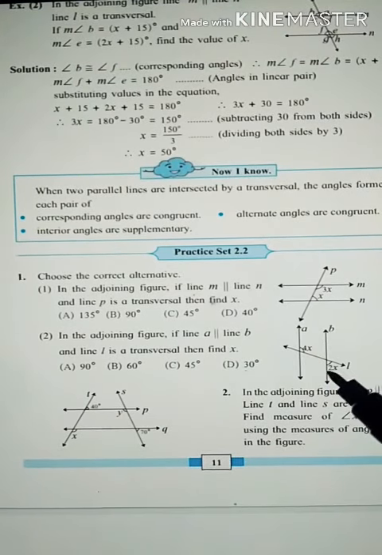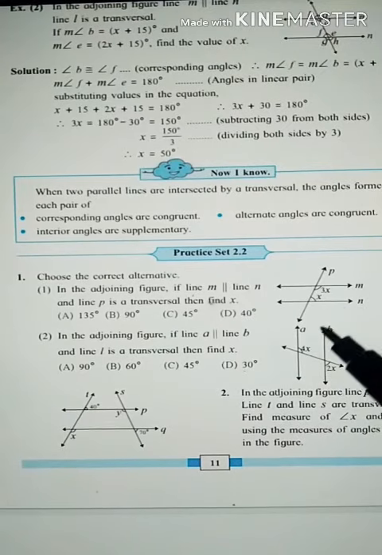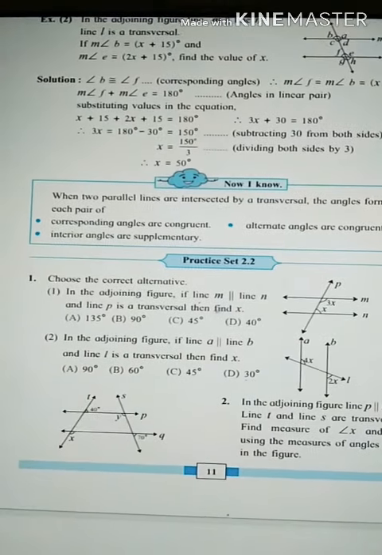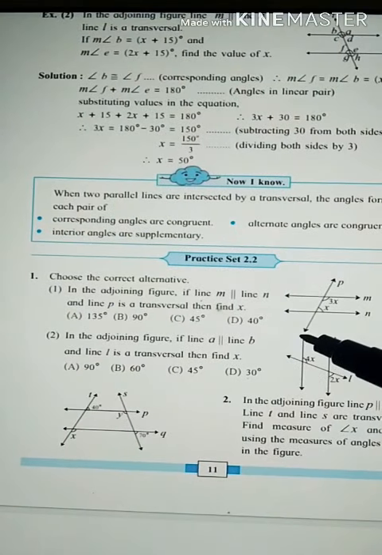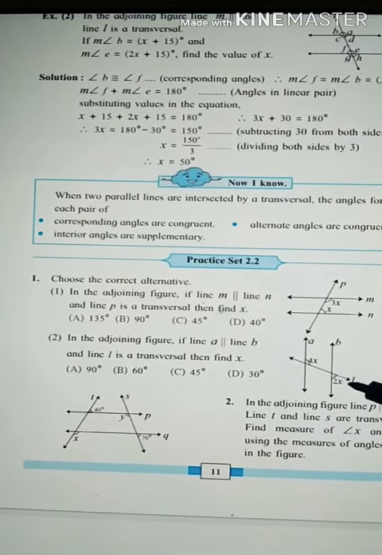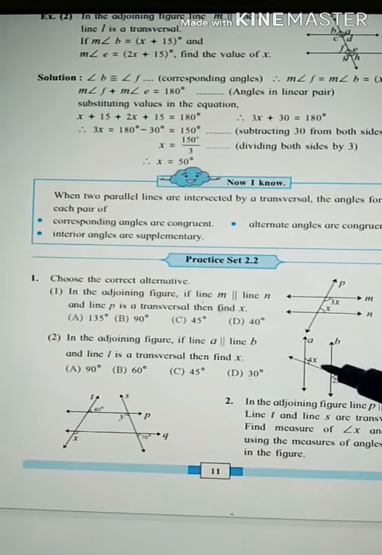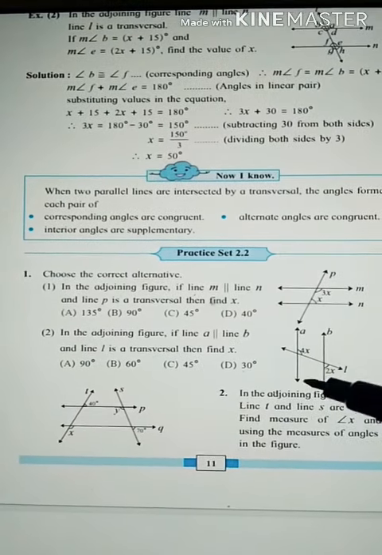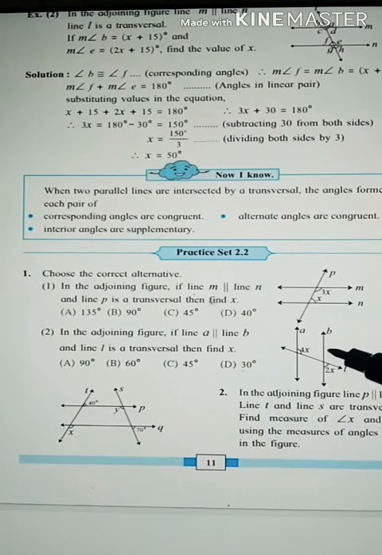Then find x is the question. Now look closely. Relation between this angle 4x and 2x. Let me check. Do they make corresponding angles? No. One is on this side, one is on the other side.